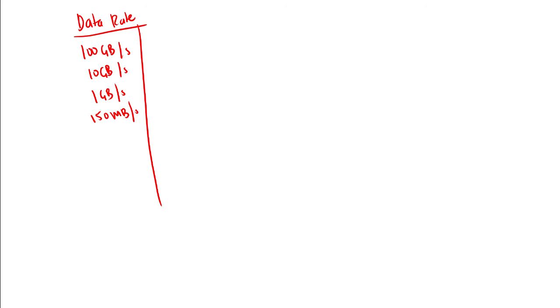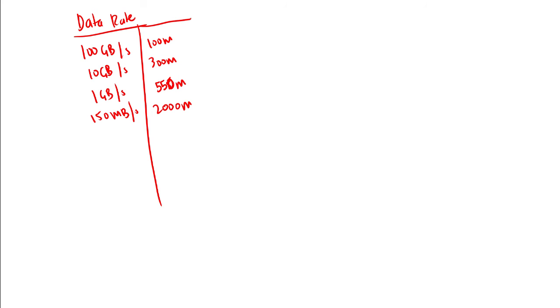So, with that in mind, we can pretty much classify. We have to think about our data rate and say we want 100 gig or 10 gig or 1 gig or 150 megabits. And then we can look at 2000 meters, 550 meters, 300 meters, 100 meters.